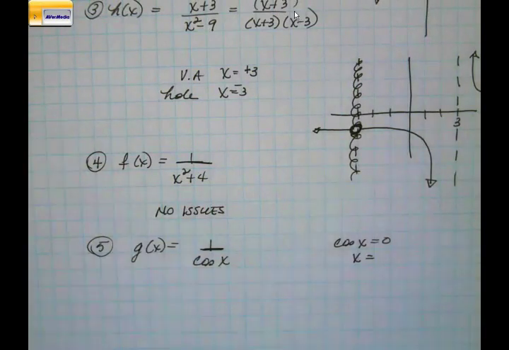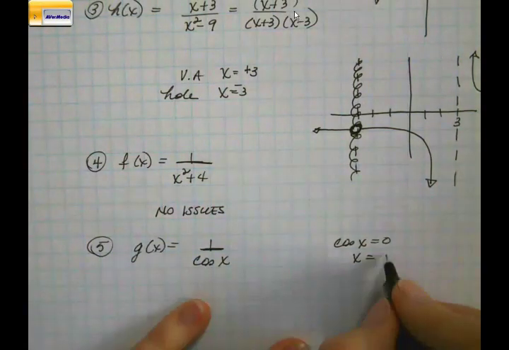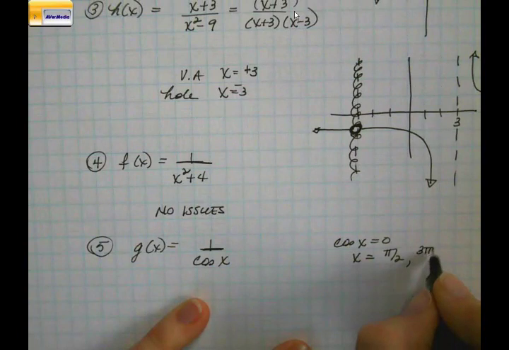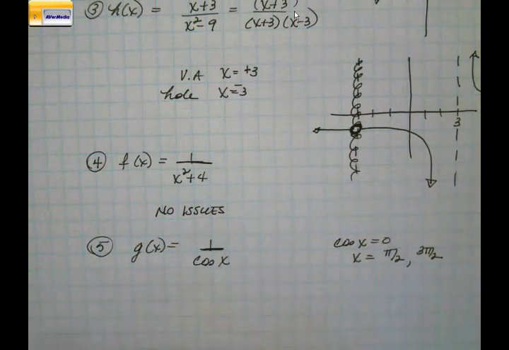Cosine x equals 0 when x, or theta, is what? Pi halves and 3 pi halves, right? And then every time, every revolution.